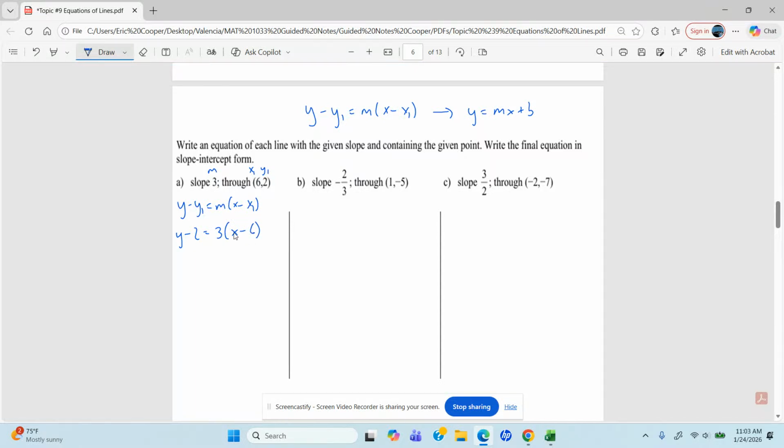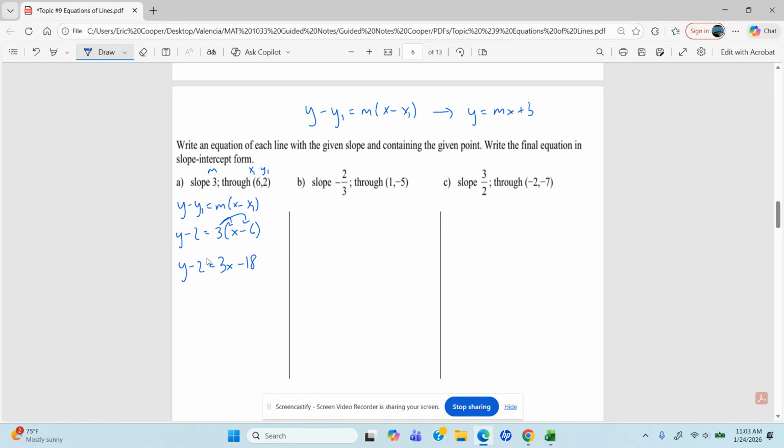We're never going to touch these y and x. These y and x are going to end up being the y and x in y equals mx plus b. And our job now is to basically solve this for y. So in order to do that, we're going to distribute the 3 here. Y minus 2, 3 times x is 3x. 3 times negative 6 is negative 18.